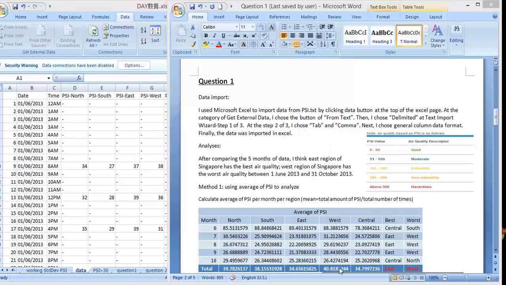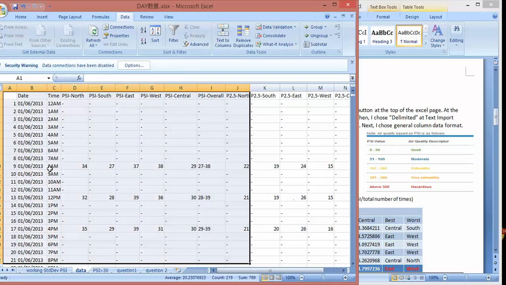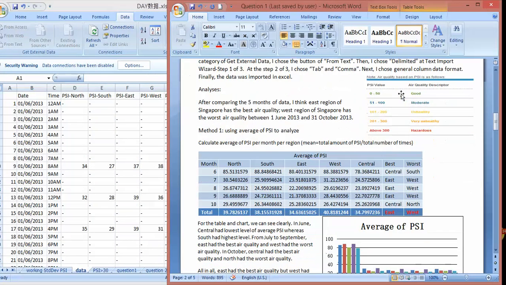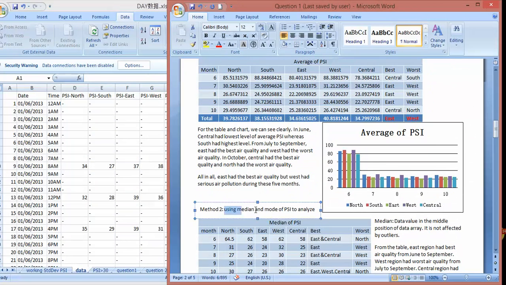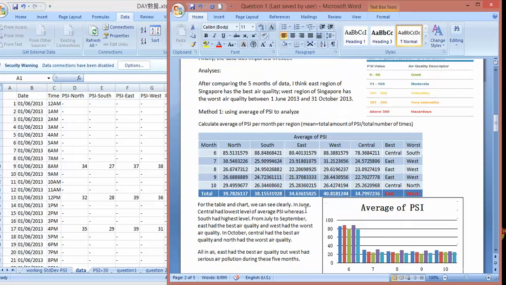For question 1, the first step is to import the data into Excel, which is shown here. So I click Data, and I import the data from the text. I use two methods to analyze PXI. Method 1 uses the average of PXI. Method 2 uses the median and mode to analyze.